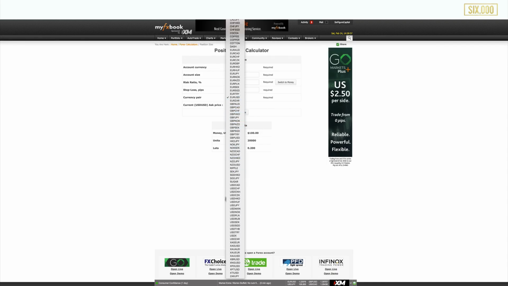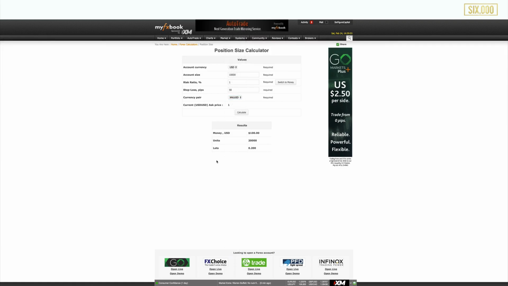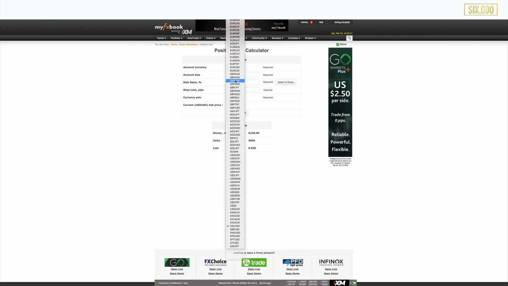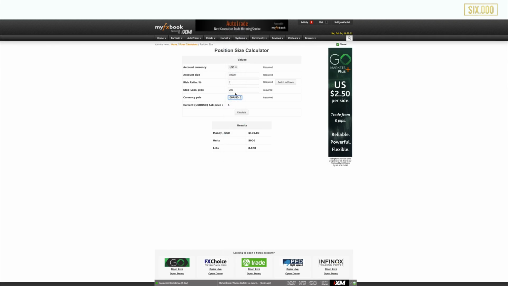Now let's say for instance you're trading gold. We do have commodities on here as well, which is extremely useful because many people don't know how to work out pips when we're trading commodities. So this is why this position size calculator is extremely useful. Let's just say it was 200 for example. We would then be trading 0.05. Let's say we're trading Great Britain pound US dollar. 200 pips again, 0.05.